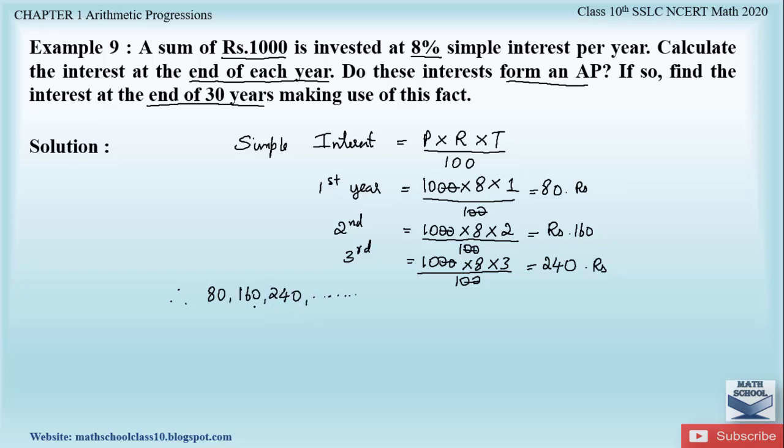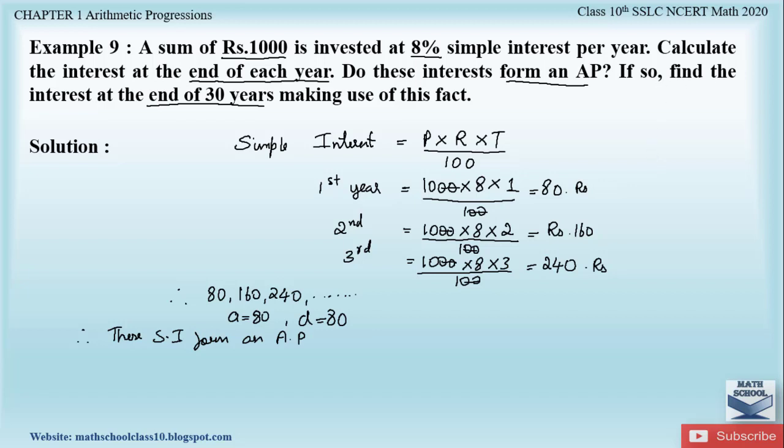So let us determine whether the list of simple interest forms an AP or not. So the first term a is equal to 80 and the common difference is 160 minus 80, which is 80. Again 240 minus 160 will be 80. So the common difference is equal, which is 80. Therefore these simple interests form an AP.